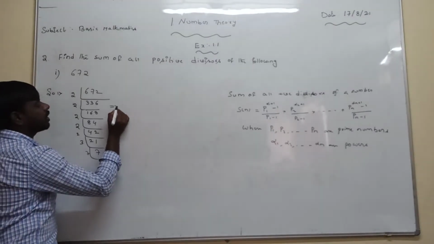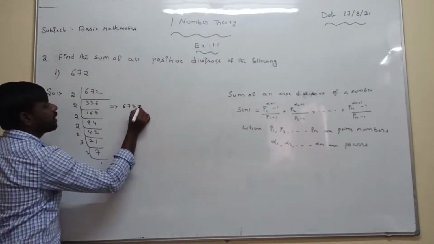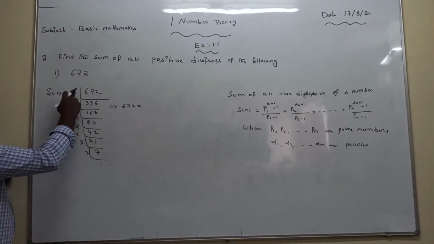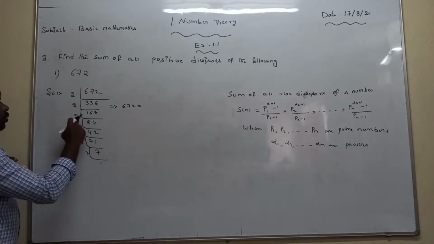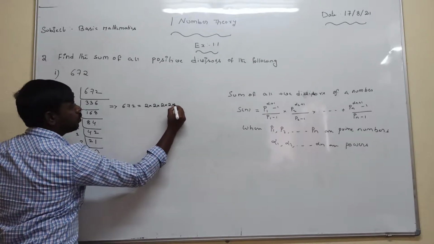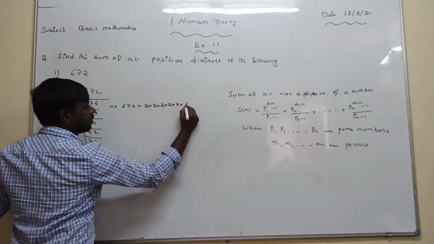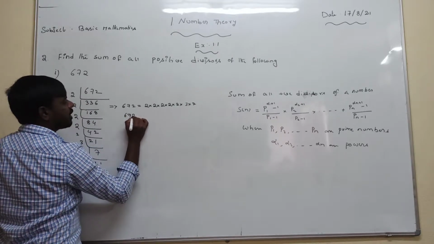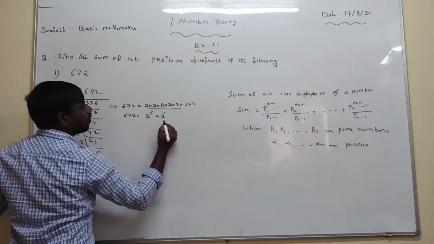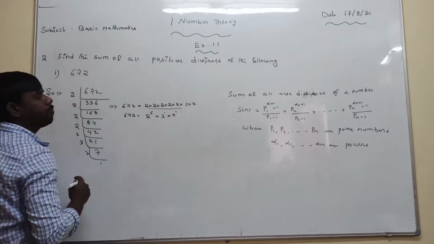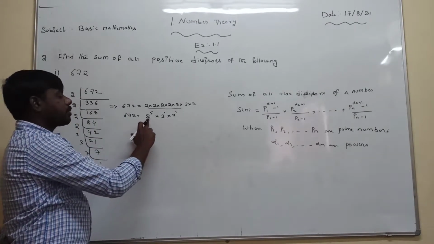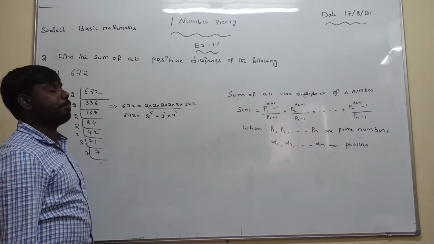Now write the product of the prime factors. 672 can be expressed as a product of prime numbers: 2 into 2 into 2 into 2 into 2, into 3 into 7. How many times is 2 repeated? 5 times, so 2 power of 5. 3 is repeated once, 3 power of 1. 7 is repeated once, 7 power of 1.